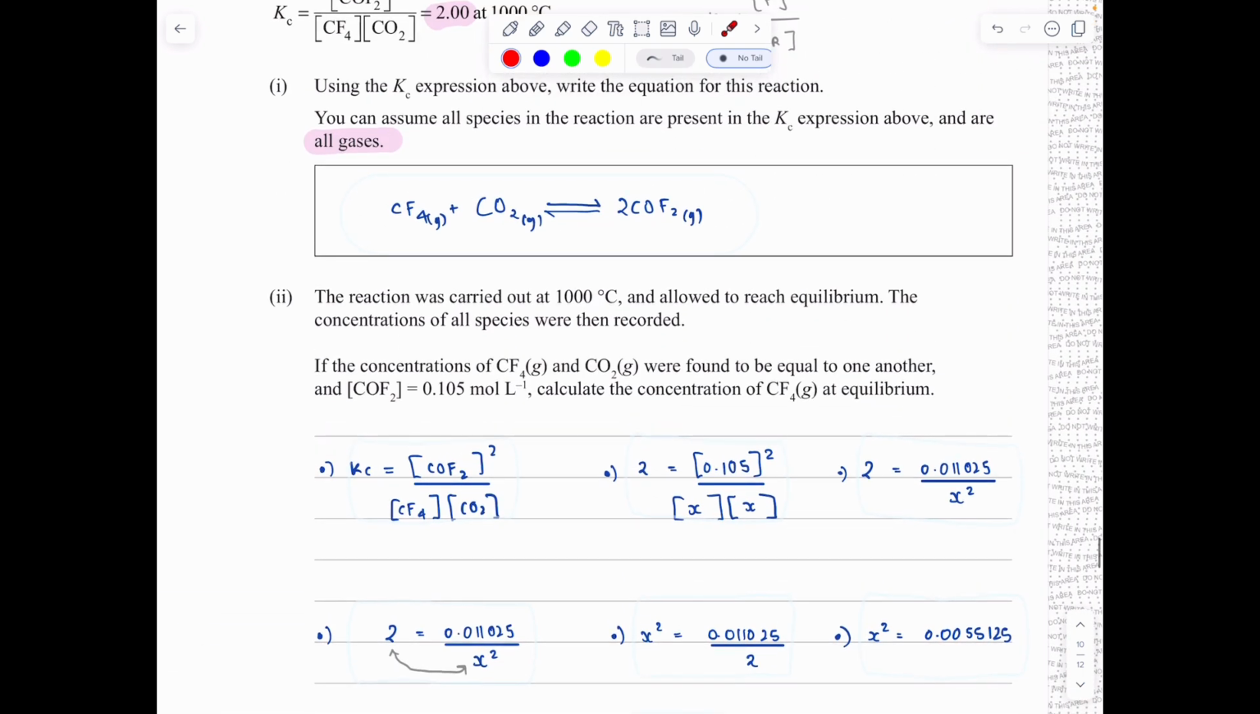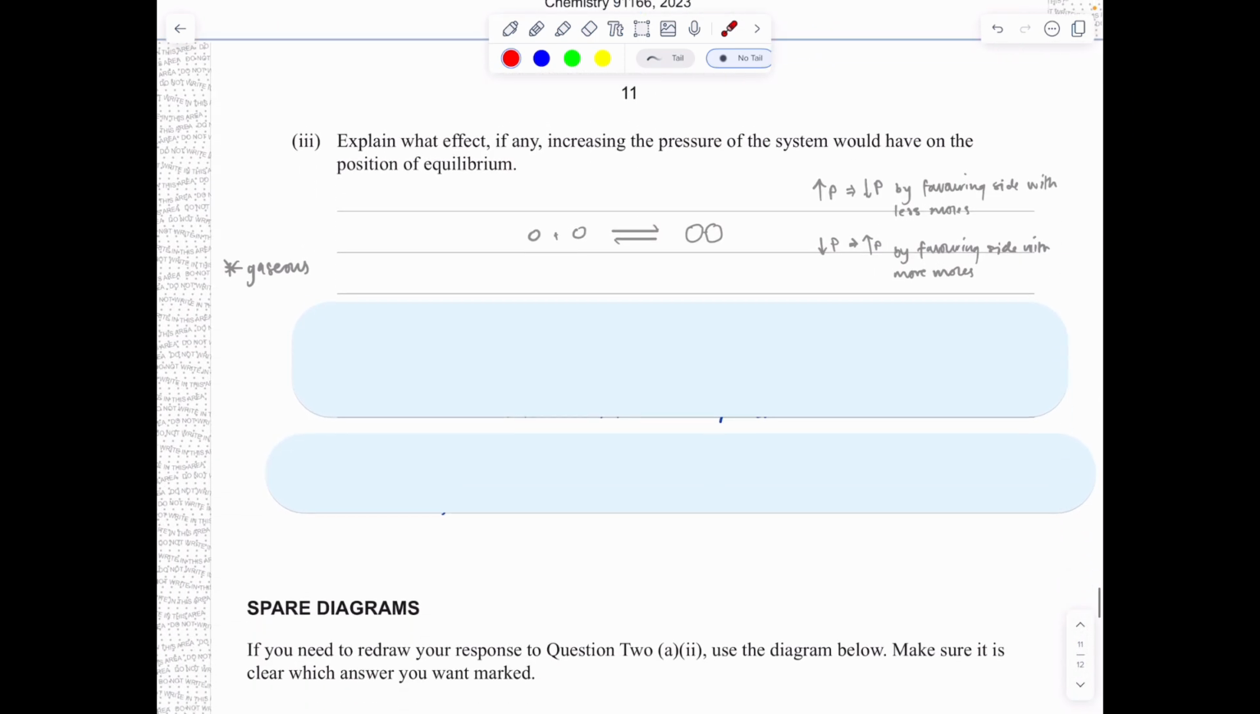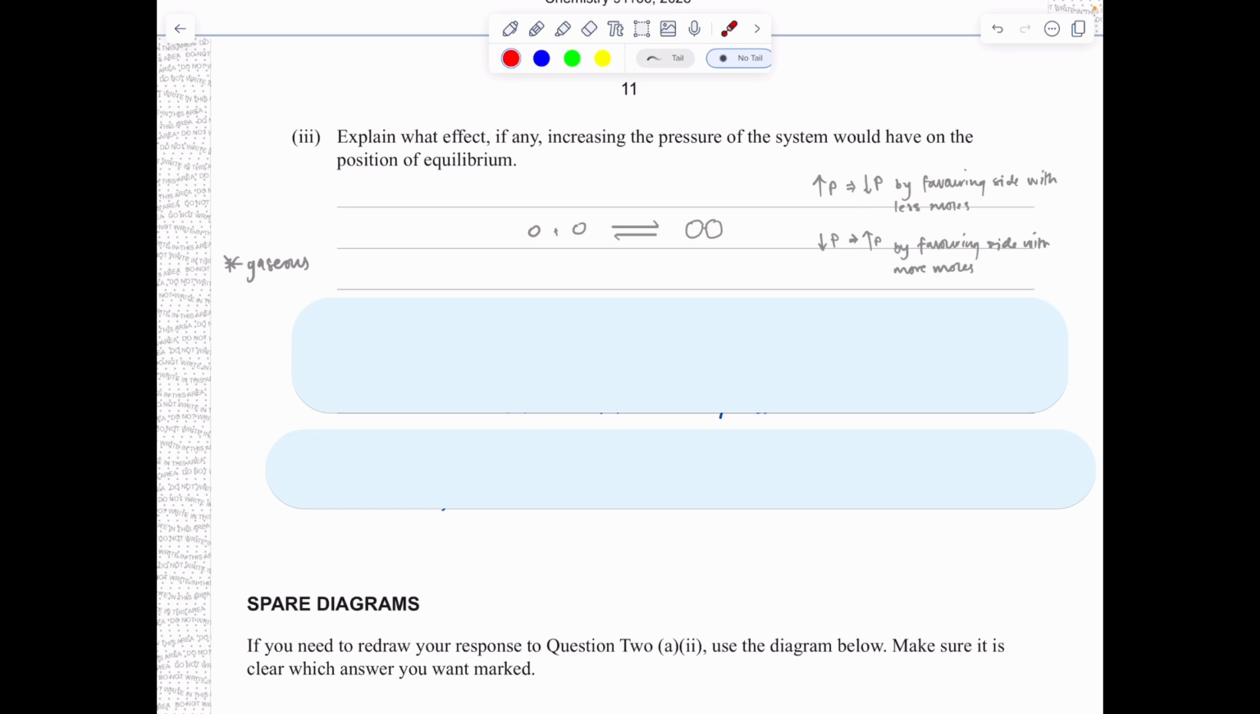The equation that we're actually dealing with over here, let's see what happens if we increase the pressure. Which side has more moles or less moles? Well, as we can see here, we've got 2 moles on the reactant side, and we've got 2 moles on the product side. So the moles are actually equal on either side. So even if we increase or decrease the pressure, there's not going to be one side which is favoured more or less, okay? So let's have a look at what to write.